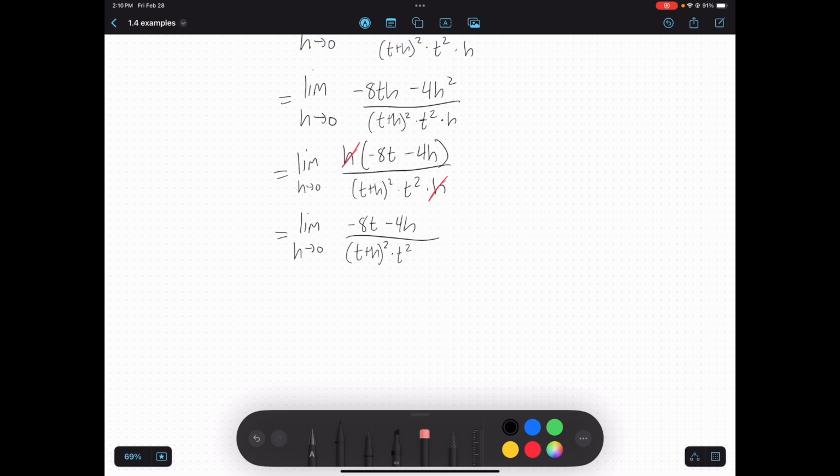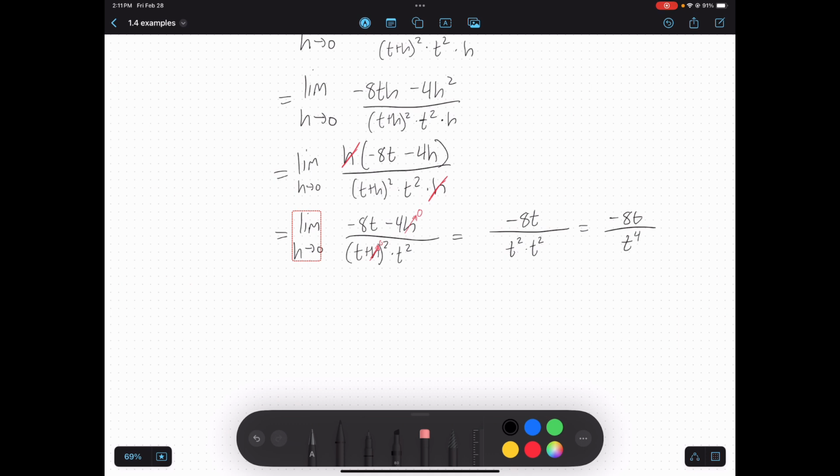Now that the h has gone out of the denominator, I can now go ahead and plug in 0 for h. And where does that go? That's going to go right here. So I'm going to plug 0 in right here, and I'm going to plug in 0 right here. So what does that leave me with? That leaves me with negative 8t in the numerator, because the other term just goes to 0, right? 4 times 0 is 0. And then down here, t plus 0 is just t, so I'm left with t squared times t squared. What is that? Well, that's just t to the 4th.